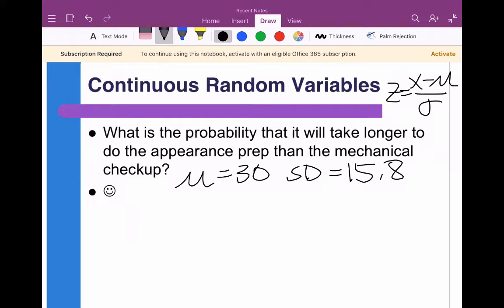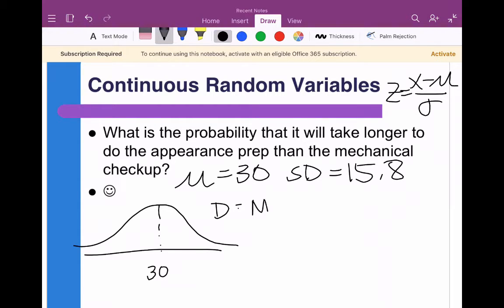So using the normal model, which again is a bell-shaped curve, the mean is 30. Now we're trying to find the probability that it will take longer to do the appearance prep. So remember that our difference was mechanical minus appearance. If our appearance is going to take longer, we're going to end up with a negative number. So 0 is going to be our cutoff, and for the appearance to take longer, I'm looking for below 0 because it has to be a negative number then. So 0 ends up being our x value, or our observed value.